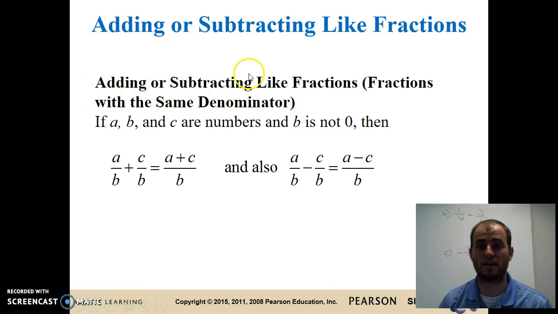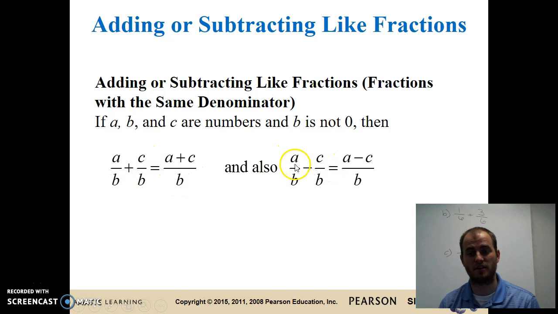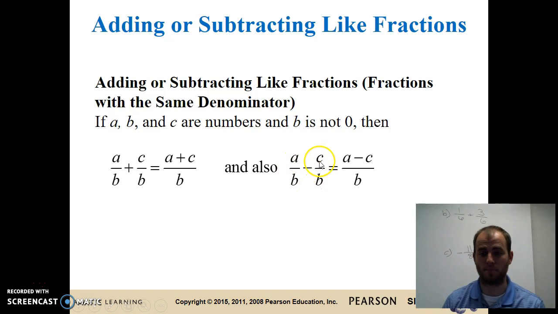To add and subtract like fractions, remember they have to have the same denominator, and what you do is add their numerators together. So a over b plus c over b is a plus c over b. You'll see the denominator stays the same, and you add their numerators. The same thing when you subtract. A over b minus c over b will give you a minus c all over that common denominator of b. So let's look at some examples of that.